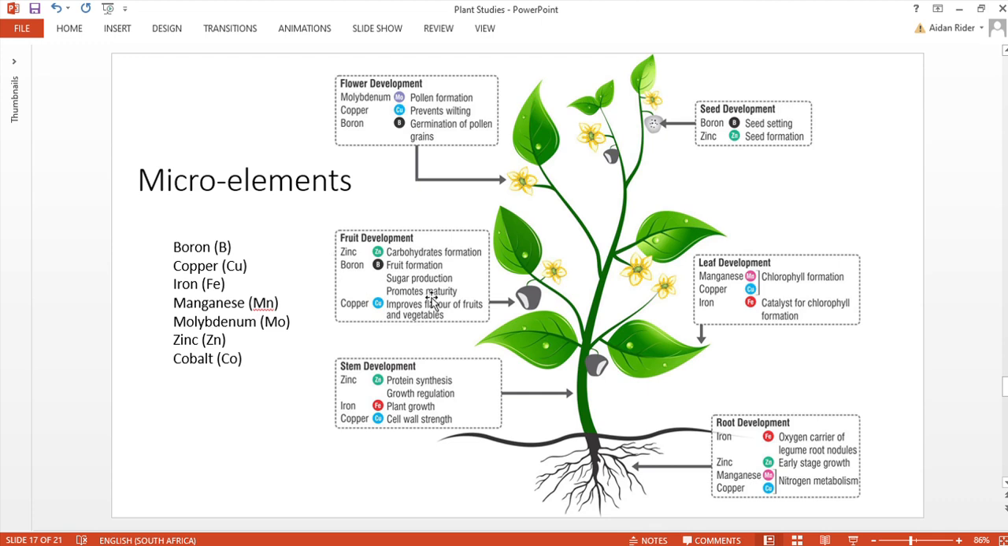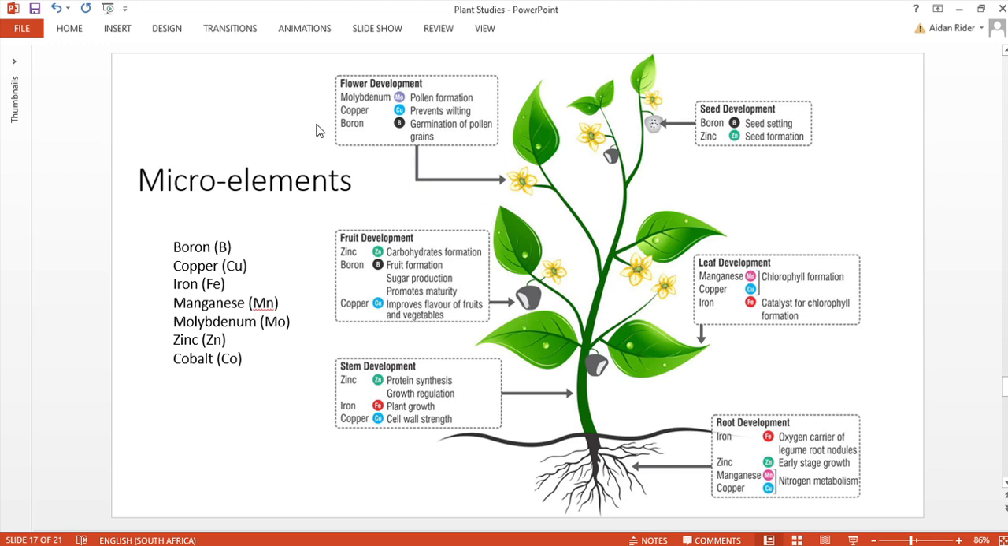But zinc here is important for the formation of food in the fruit, and also boron for the actual formation of the fruit and for sugar production and the maturity of the plant, for the fruit to mature and become sweet and all those sugars within the fruit.